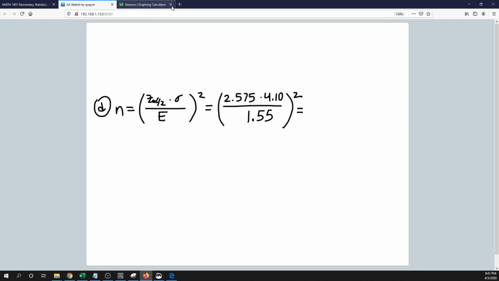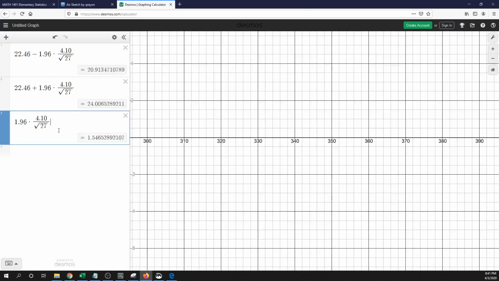Let's calculate that out. 2.575 times 4.10, all of that divided by the margin of error, which is 1.55, and all of that squared. I get 46.39 when I calculate that out.